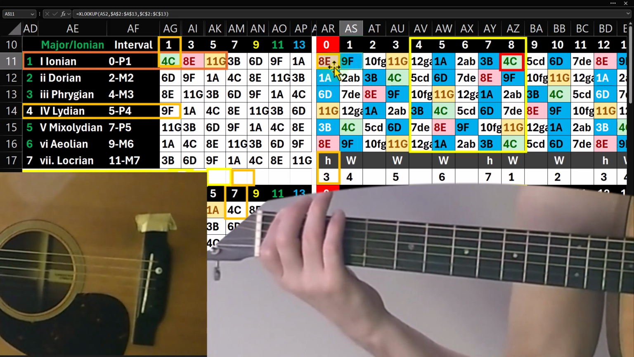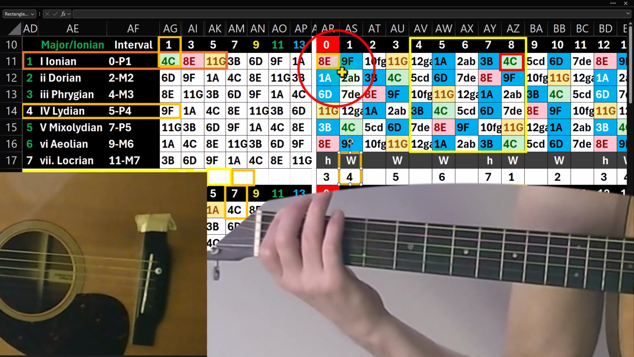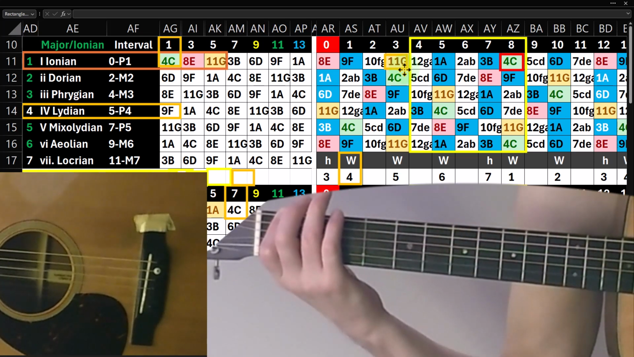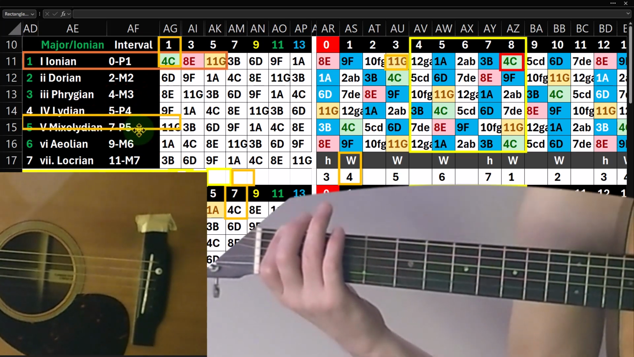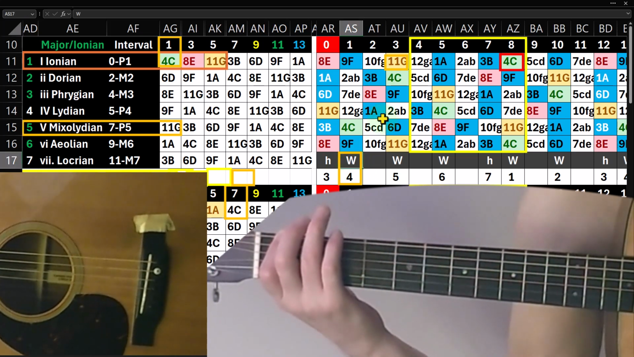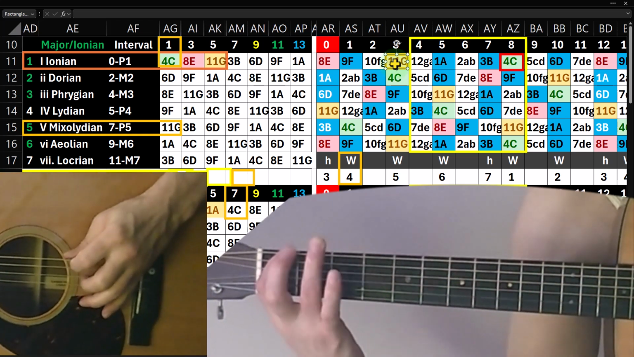So then if I go from the 4th to the 5th, so now I'm going from this F to the 5th, we're going to go 4th to the 5th here. That's going to be a whole step, going from here to the 5th, which is going to go from here to the G.